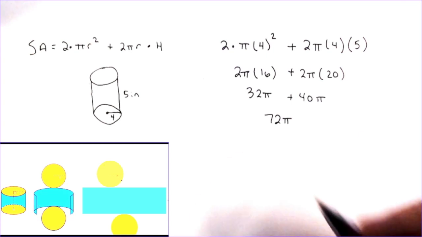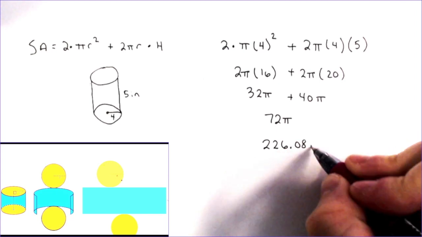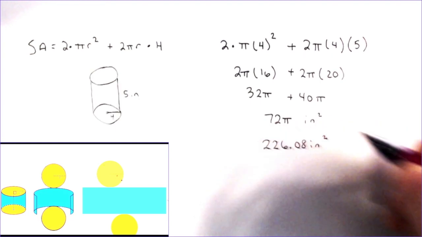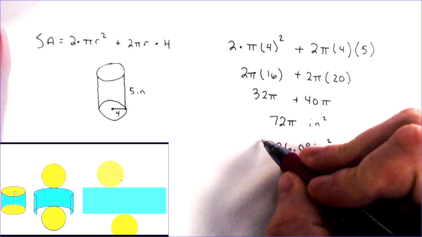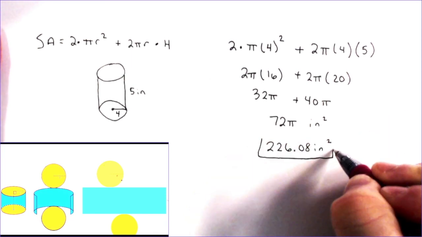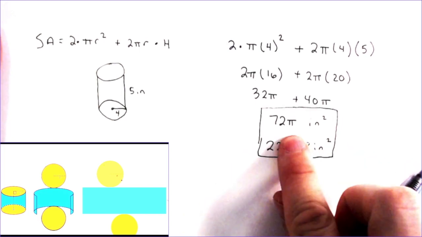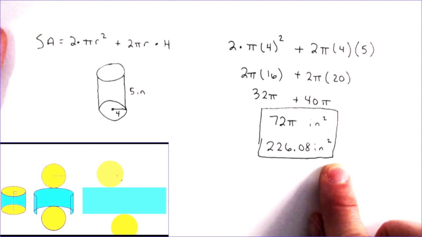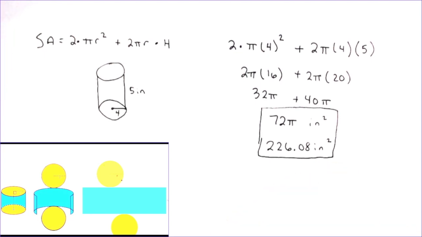you end up with 226.08 inches squared. Notice how it's not inches cubed, because we are not finding the volume. We're still looking for the area of the outside edge. So we can represent that as either the 72 pi inches squared or the 226.08 inches squared. All right? So I got one more quick example for you, and then we can be on our way.